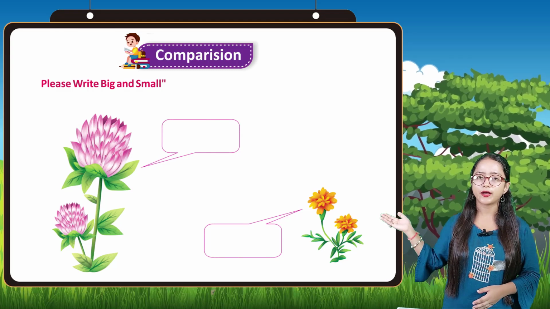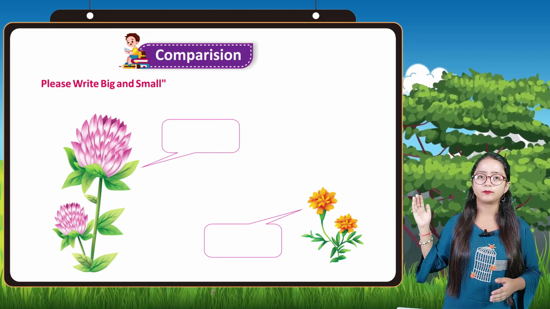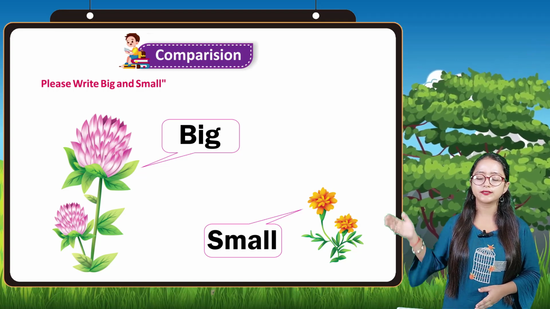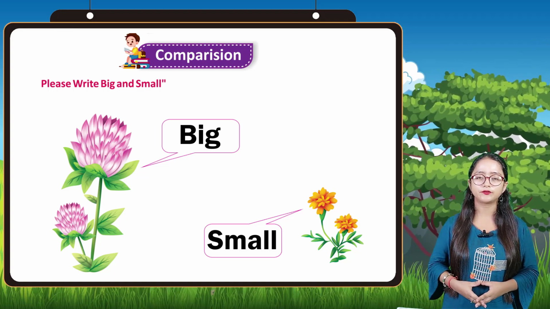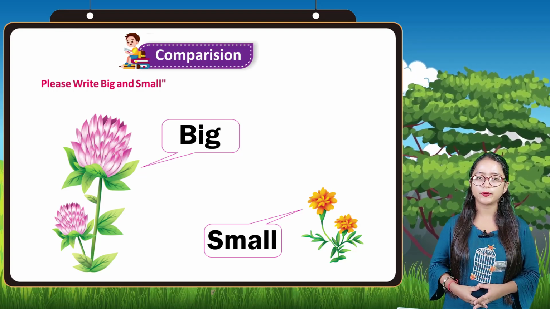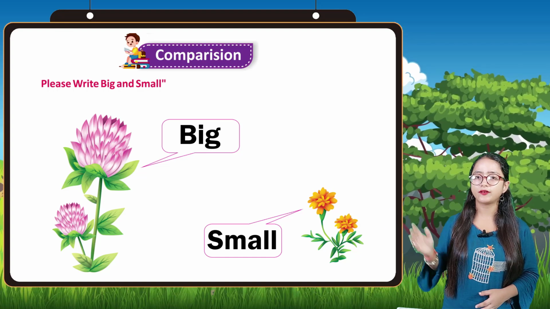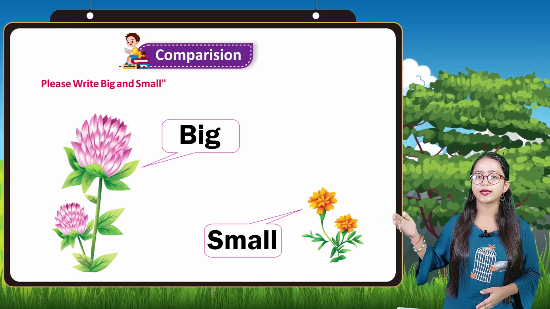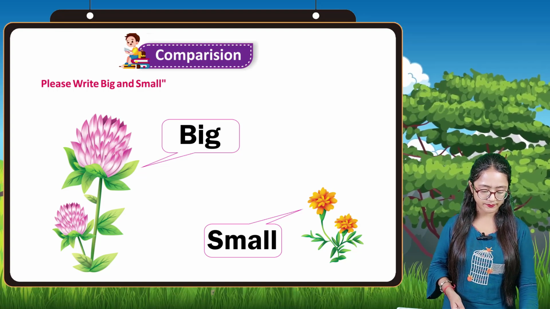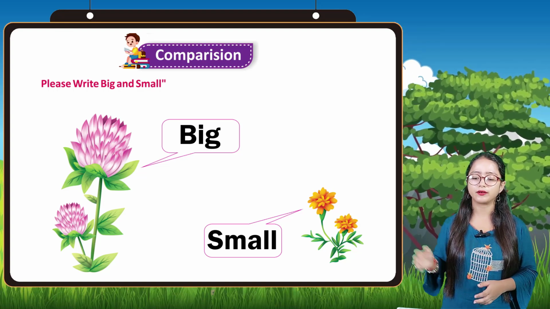Now, here you have to write down big and small. Please write big and small. So the first one is big flower. So you have to write B-I-G, big. Next one is small flower. So you have to write down S-M-A-L-L, small.